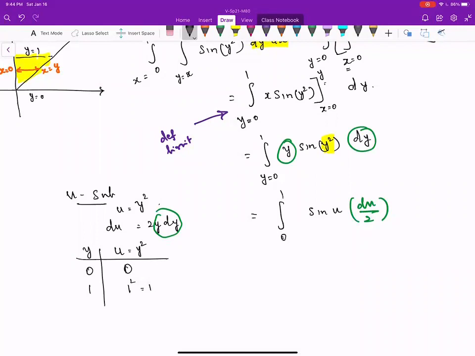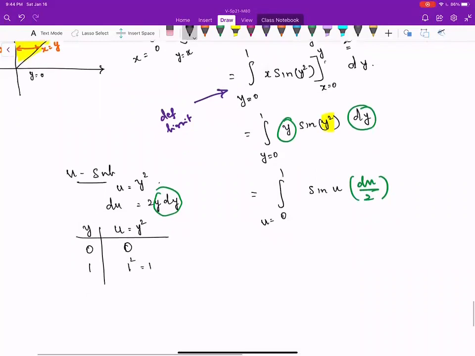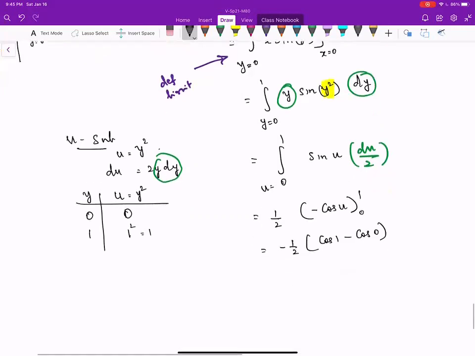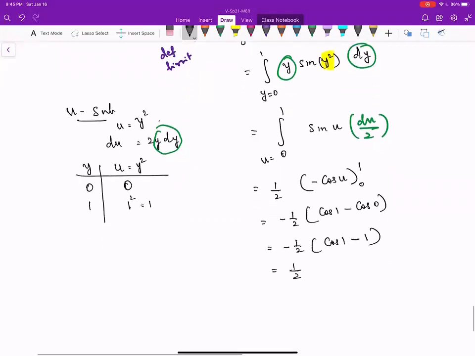So here there is no change in the limits, but be aware that you may have to change the limits, proper lower limit and upper limit, whenever you make a u substitution. So it is 1/2 integral of sine u, that is negative cosine of u between 0 and 1. So it is negative 1/2 cosine of 1 minus cosine of 0. Cosine 0 is 1. Now you can write this as half of 1 minus cosine of 1.